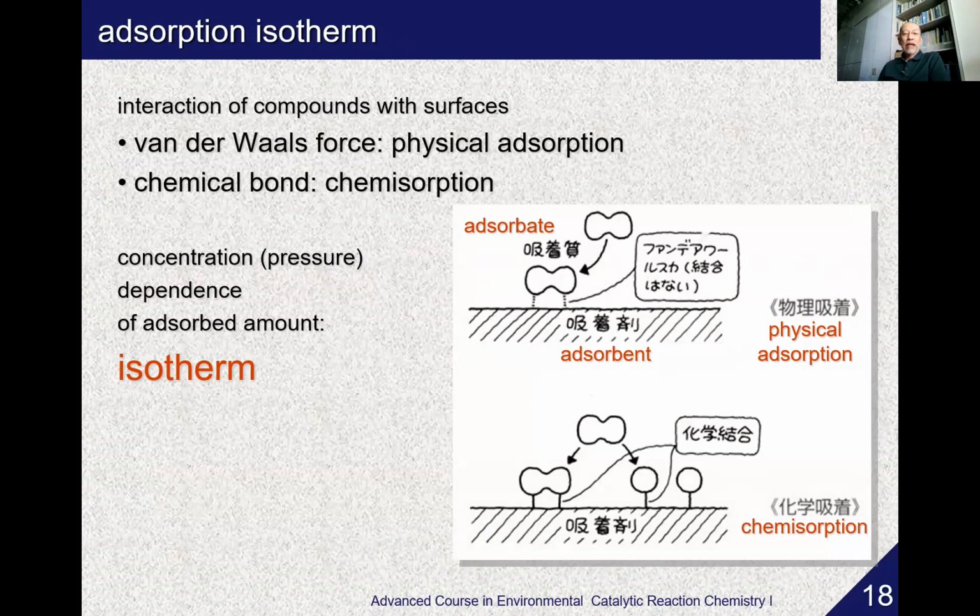Isotherm is, iso means equal. The therm is temperature. So isotherm means something measured at the same, constant temperature. And it shows how the compound is adsorbed on the surface.